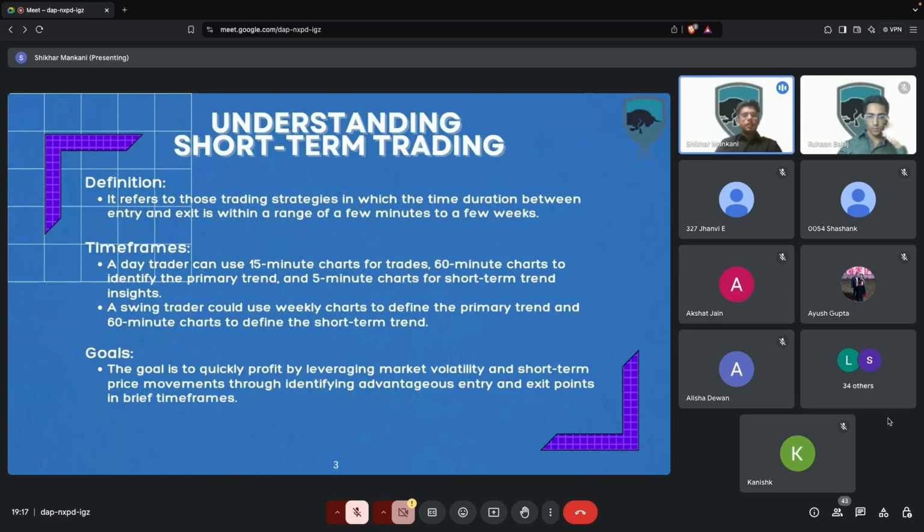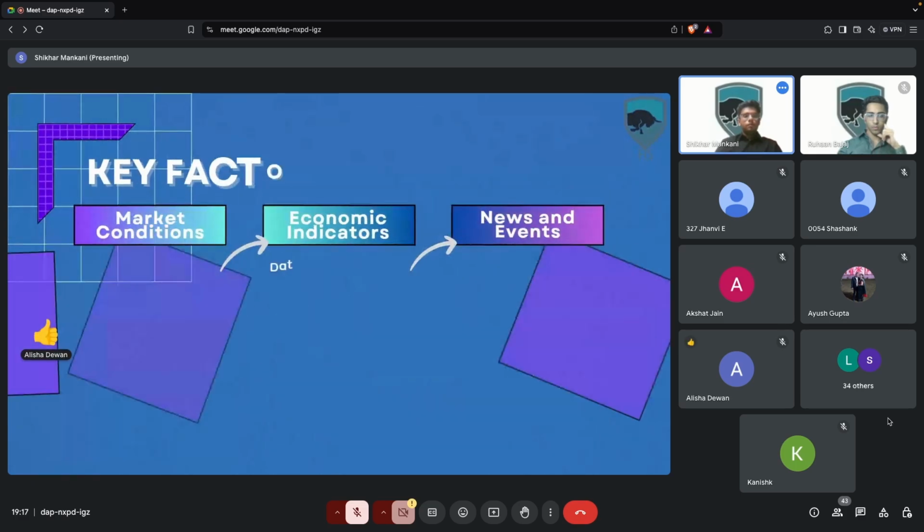Typically, the goal is to quickly profit by leveraging market volatility and short-term price movements through identifying advantageous entry and exit points in brief time frames. I hope you guys understood what a time frame is.